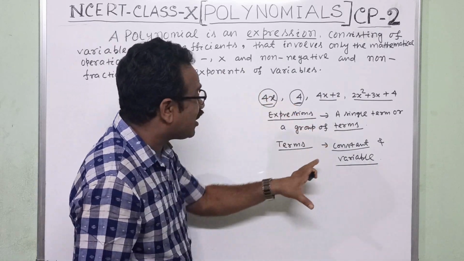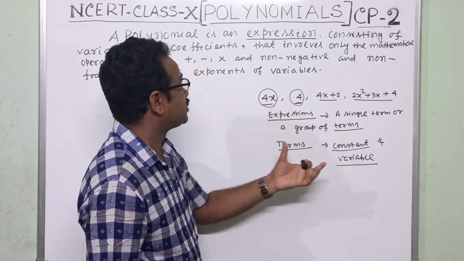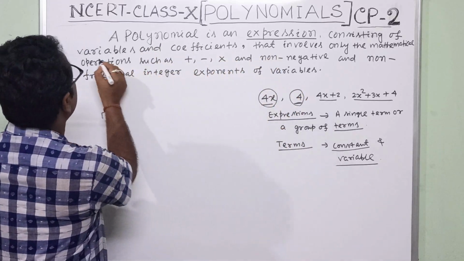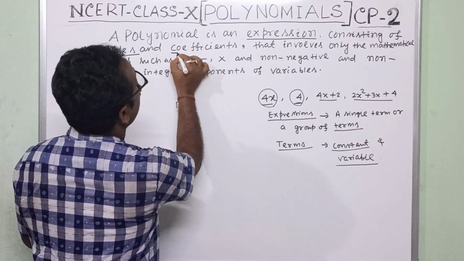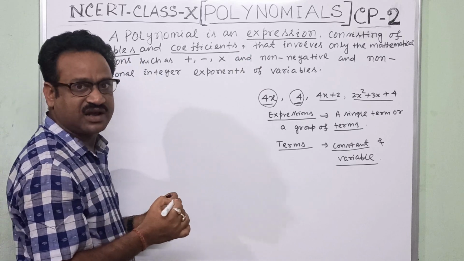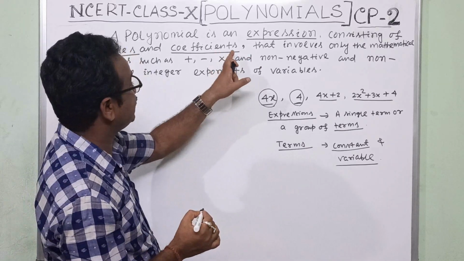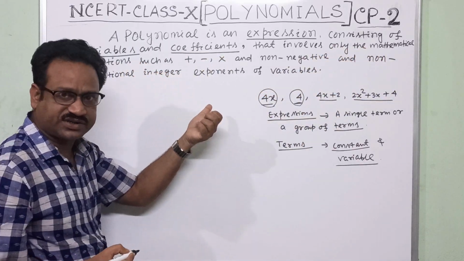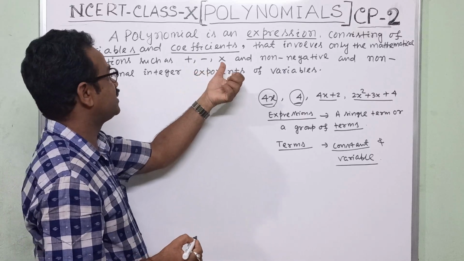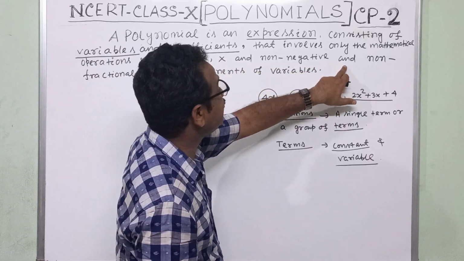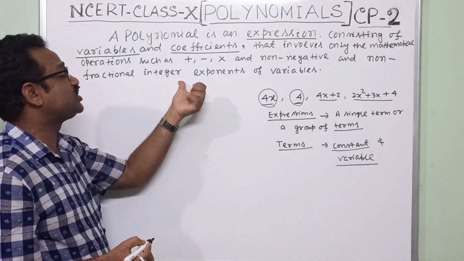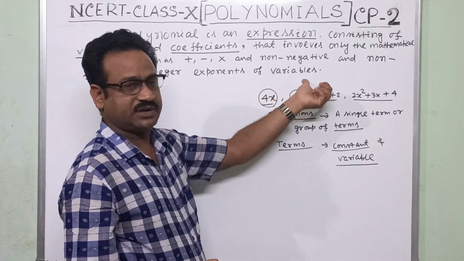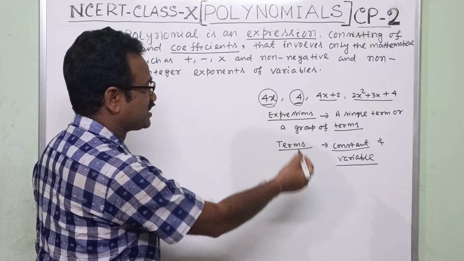According to this, a polynomial is an expression consisting of variables and coefficients, constants, that involves only the mathematical operations such as plus, minus, multiplication, and non-negative, non-fractional integer exponents, powers or degrees, of variables. Let us see these one by one.